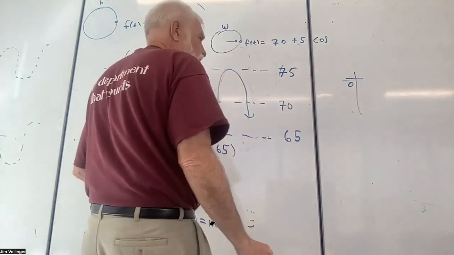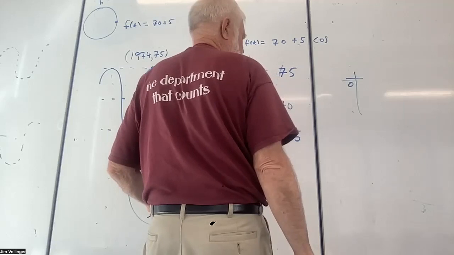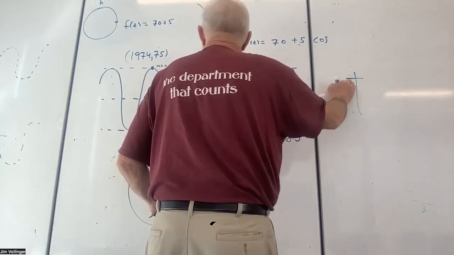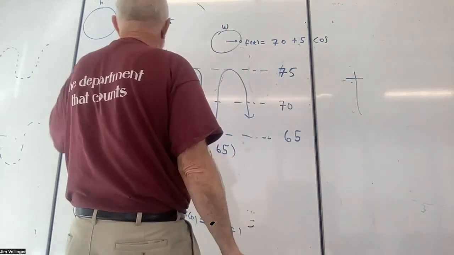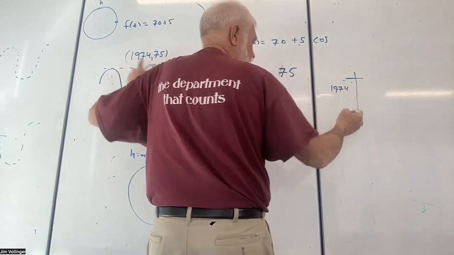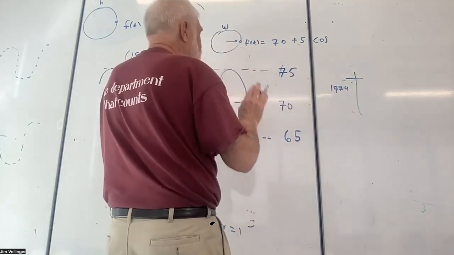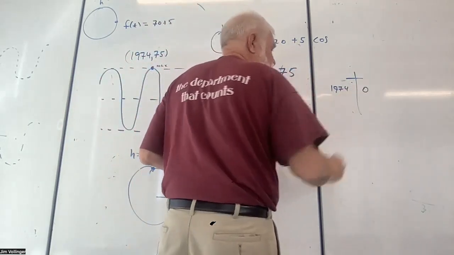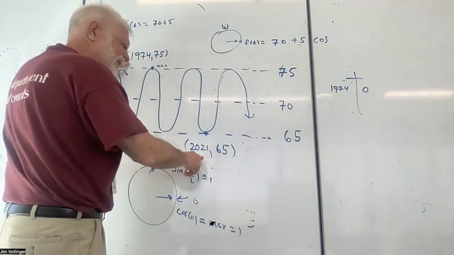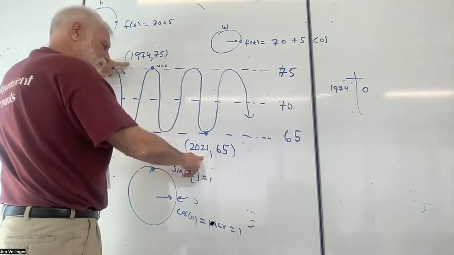And if we start at 0, we want this to be, I'm sorry, let me get my thoughts together. I'm starting with 1974, and I want that to be a max, and the cosine of 0 is a max, so that matches up with a 0. And then it looks like 74, 26, and 21. Am I right? My brain is a little slow.